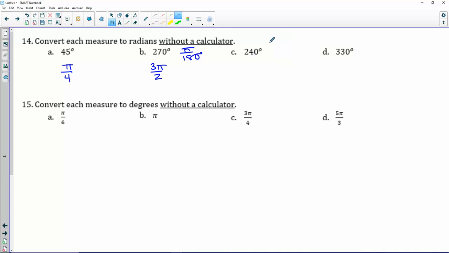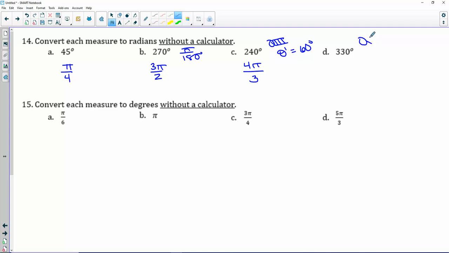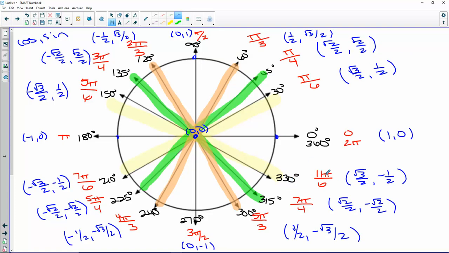240. Okay, you might be able to think about that. Well, that's in the third quadrant. What's your reference angle? 60. And I know anytime the reference angle is 60, the denominator is 3. In the third quadrant, the top is 1 more. And I can look at my circle. 240, yep, that was 4 pi over 3. If I say 330, I could think, well, that's quadrant 4. Reference angle is 30. I know anytime my reference angle is 30, the denominator is 6, and the fourth quadrant, double minus 1, is 11 pi over 6. Or, look at my circle. 330 was 11 pi over 6. So I don't care if you use the circle, but make sure you can fill it out.